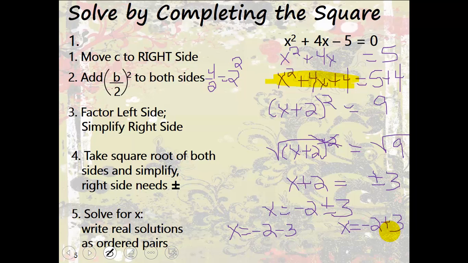Now I'm going to combine those numbers and write it as an ordered pair. Negative 5, 0 and positive 1, 0. And that's it.